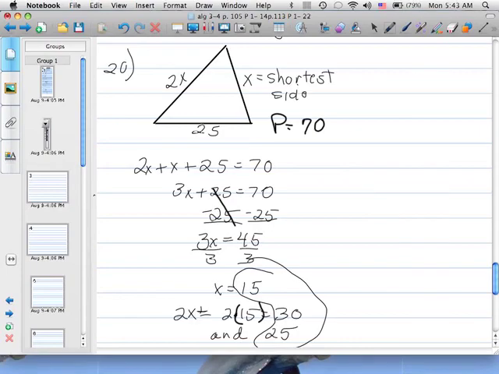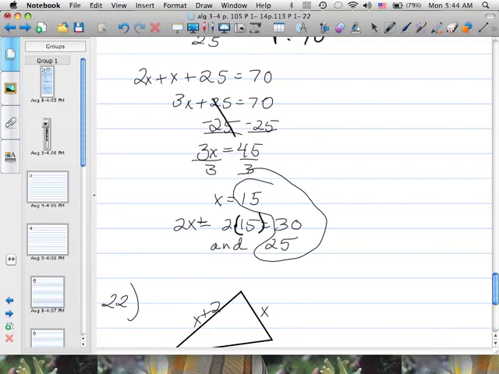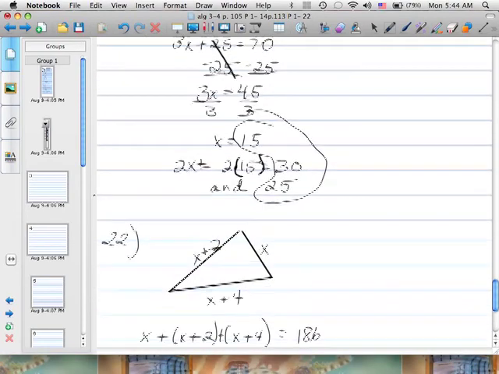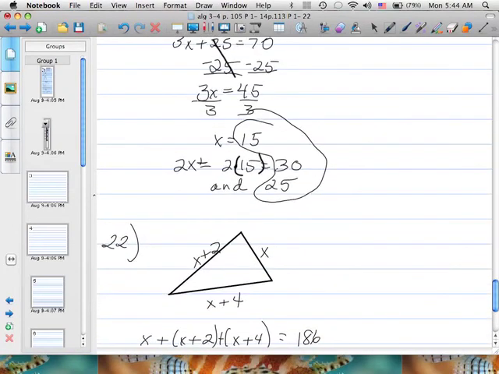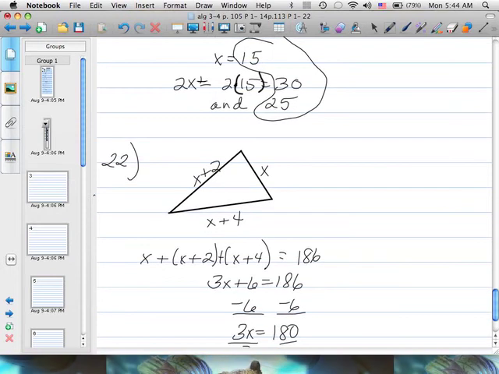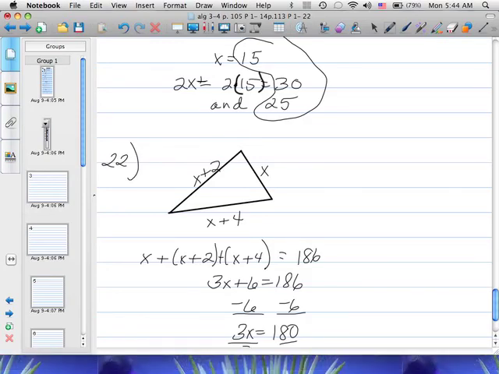So adding all three sides to get the perimeter, x plus 2x plus 25 has to equal 70. Collecting like terms, I get 3x plus 25 equals 70. Undo addition first, subtract the 25, and I get 3x equals 45. Divide by 3, and x equals 15. So the shortest side is 15. The longest side is 2 times that, which would be 2 times 15, which is 30, and then the side that they gave us was 25. So the three sides are 15, 30, and 25.